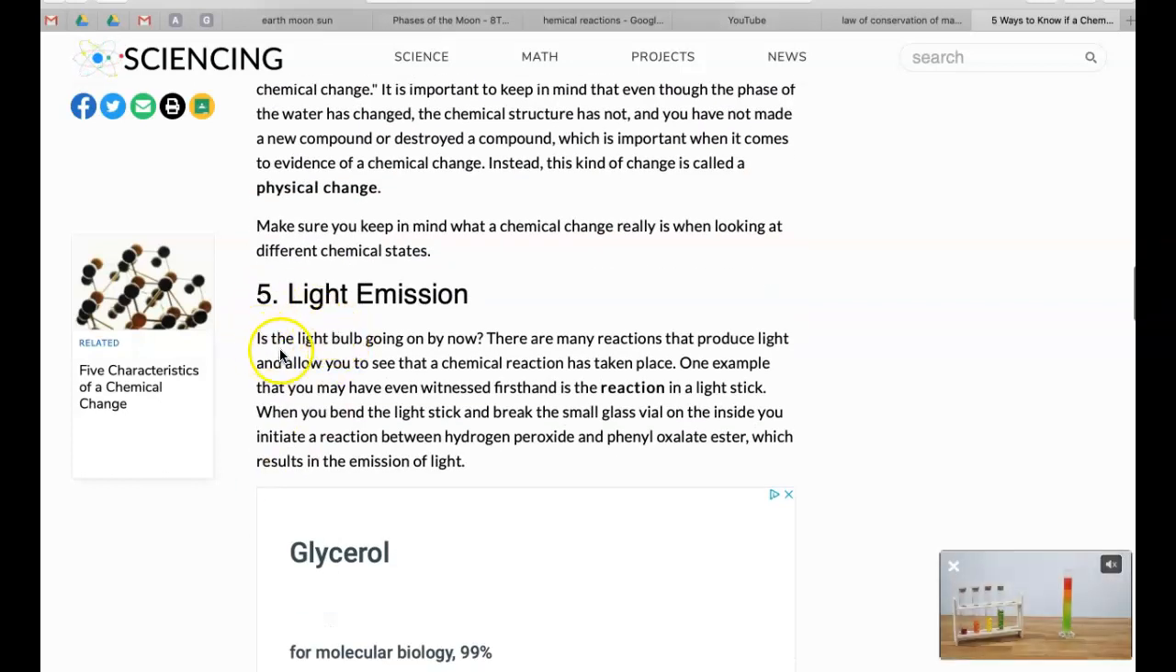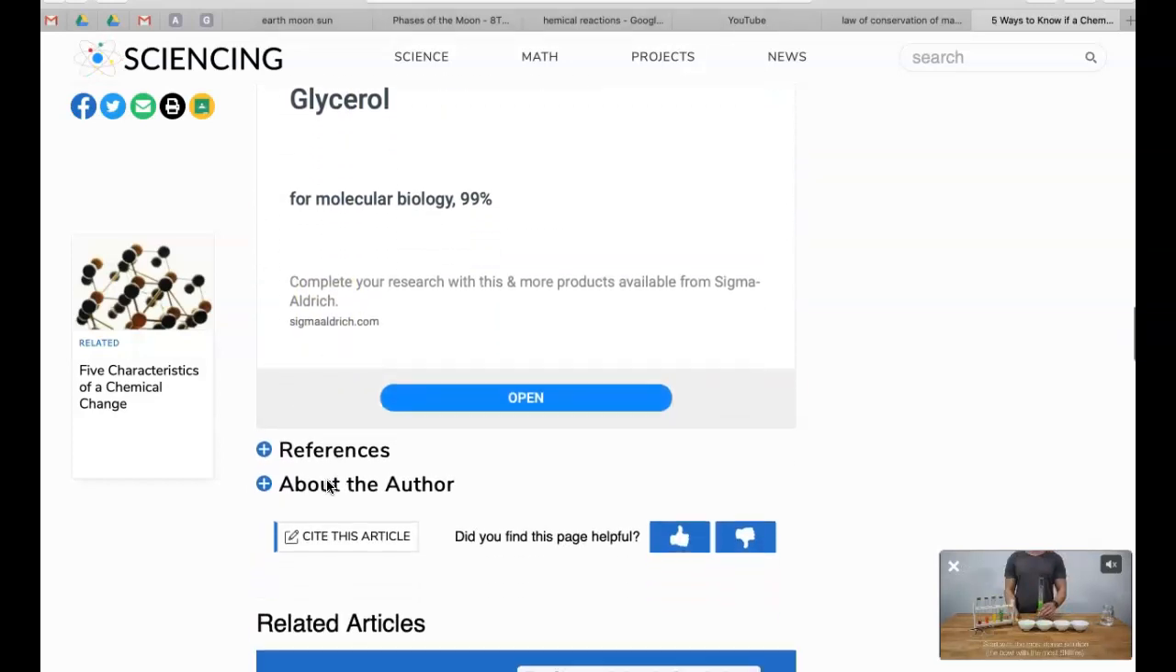Light emission. Is a light bulb going on by now? Pun. There are many reactions that produce light and allow you to see that a chemical reaction has taken place. One example that you may have witnessed firsthand is the reaction of a light stick. You have the light stick that has a little glass vial inside that you break, and once those 2 things mix together, it forms light. Perfect example of a chemical reaction. When you bend the light stick and break the small glass vial on the inside, you initiate a reaction between hydrogen peroxide and phenyl oxalate ester, which results in the emission of light.